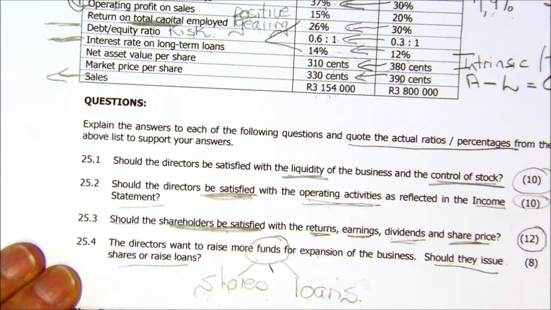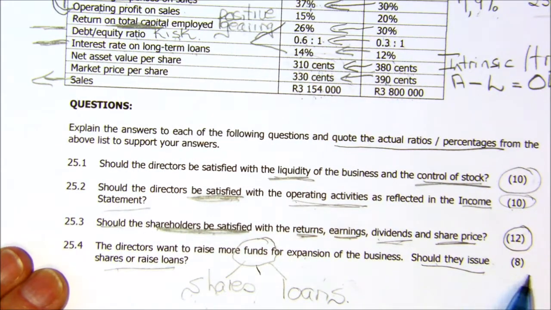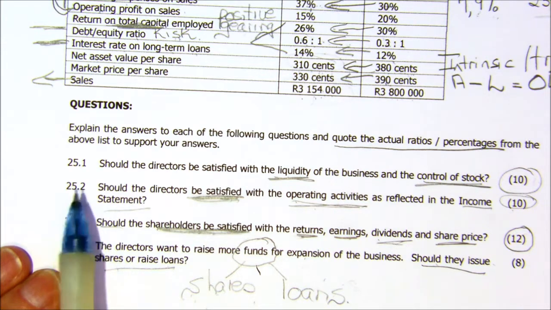No, you're wasting time. There's only 8 marks on this thing. You're not going to finish. So choose which one you're going with, state the advantages of that, compare it to the other using figures at all times.